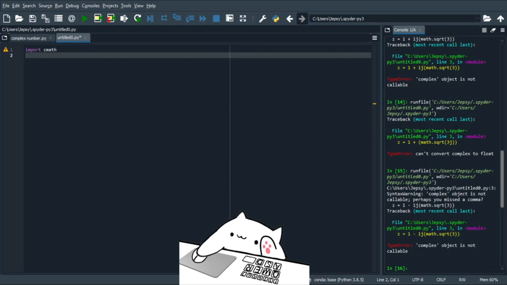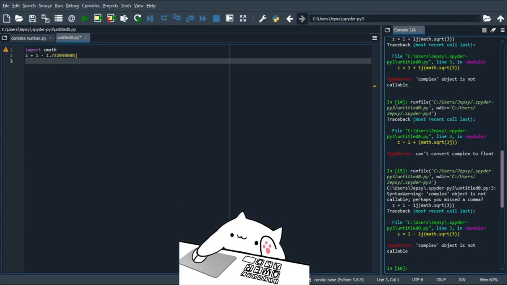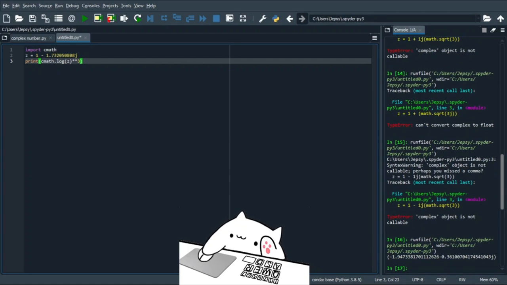So next one, we are dealing with another ln, but this time we have 1 minus j square root of 3 raised to 3. Since I cannot use square root in cmath, because cmath is used only for complex numbers, I'll just convert this manually. So it's 1 minus j times 1.732050808, that's the square root of 3, and I'll just print out cmath.log of your z, then double asterisk raised to 3. So F5, and your answer is negative 1.95 minus 0.36j.